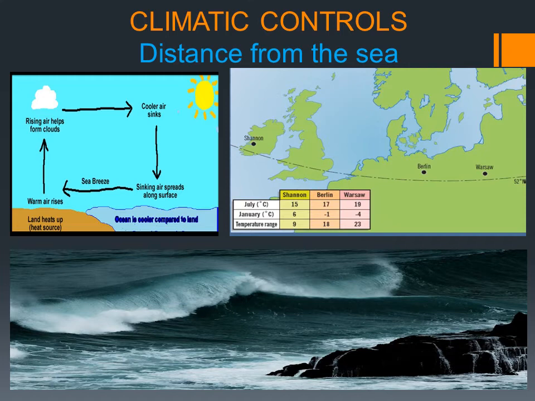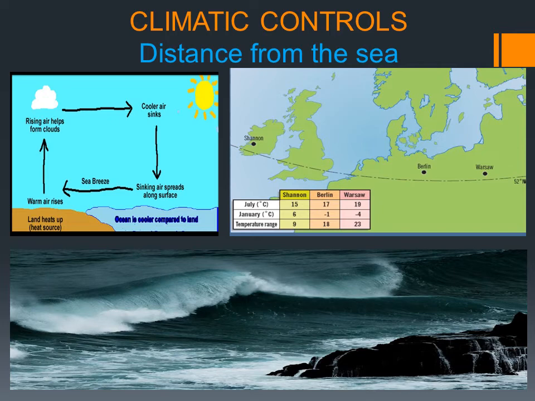But whereas Warsaw is much more towards the center of the continent. So this is happening because it is away from the sea. So it is having 19 degrees Celsius. So the next example is January timing. In January it is 6 degrees in Shannon, whereas in Berlin it is -1 and in Warsaw it is -4. See, now the decreasing of the temperature is also there.